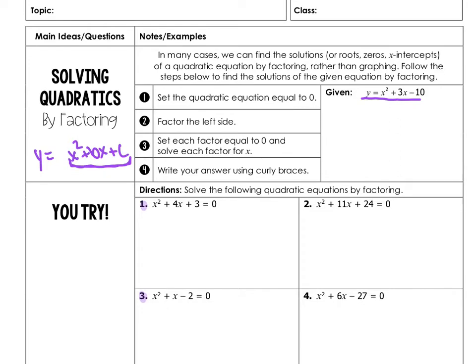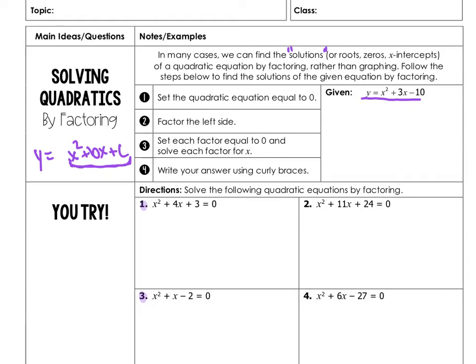In many cases, we can find solutions. Solutions, hopefully you remember that word from our solving equations unit. Or we might often call them roots, zeros, x-intercepts. They can be known as any one of these things. We can find the solutions of a quadratic equation by factoring instead of graphing. Now, of course, we've been skipping around, so the graphing we didn't look at so much. So we're going to follow the steps below to solve a quadratic equation by factoring.